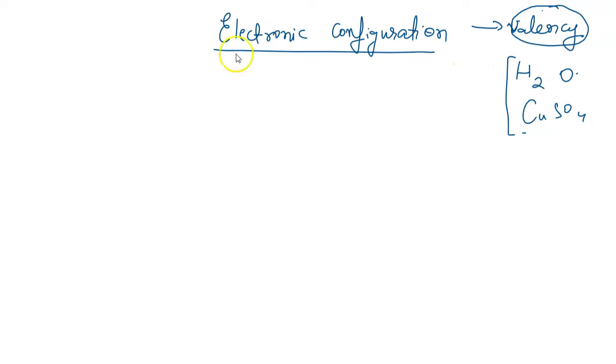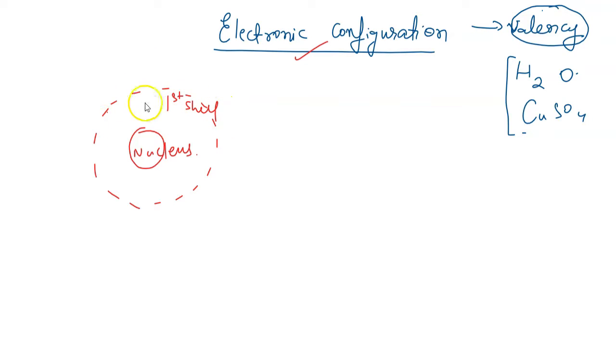Okay, so first we will start with electronic configuration. To understand electronic configuration, let us focus on any random atom. This is the nucleus, and we know the electrons keep revolving around the nucleus in their fixed orbits, right? So let us say this is the first shell in which electron is revolving.